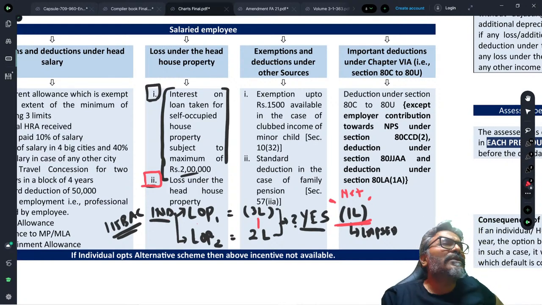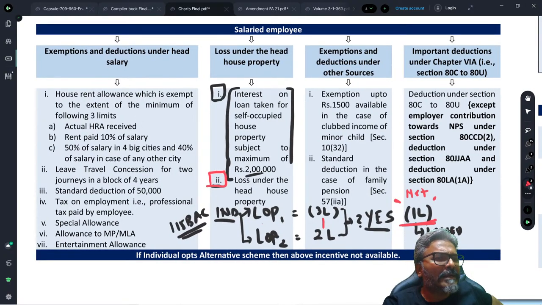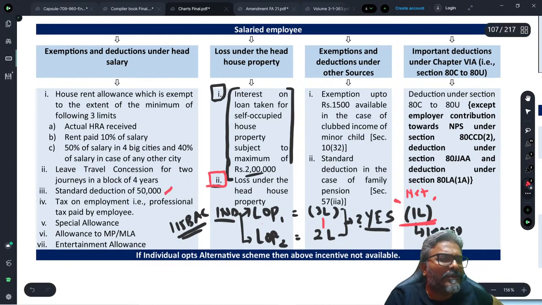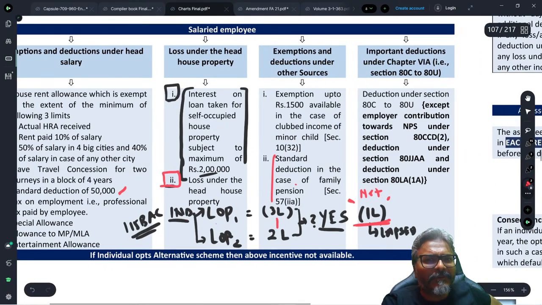Students, can I get a standard deduction? If I have taken a house property, will I be getting a standard deduction? Answer is yes. The standard deduction of section 24, 30% of the NAV, will be allowed. But in the case of salary, is the standard deduction of 50,000 allowed? No. And for IFOS, the standard deduction for family pension, which is 1/3 of the family pension amount or rupees 15,000, whichever is lower, is not allowed if you have opted for 115 BAC.